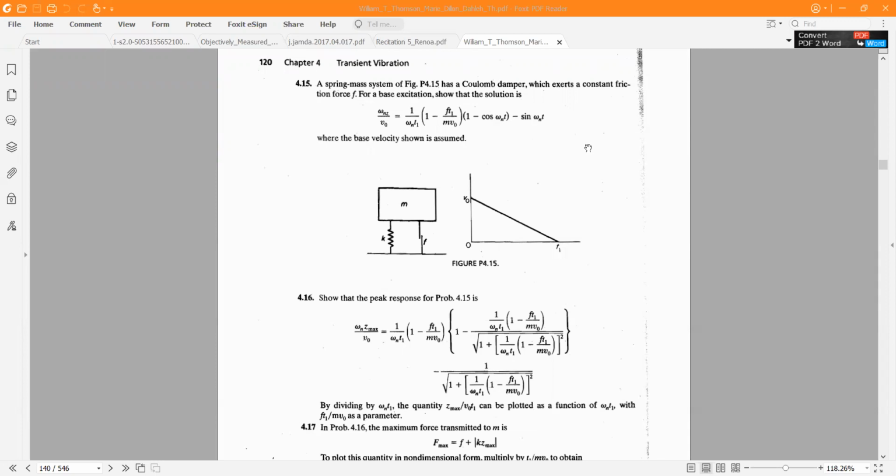Hi everyone, welcome to Recitation 5. Today I'm going to solve two problems from assignment 3. First I'm going to start with problem 4.16.